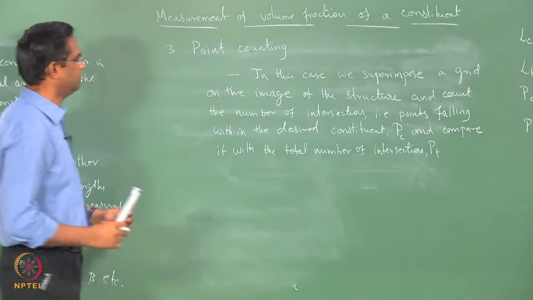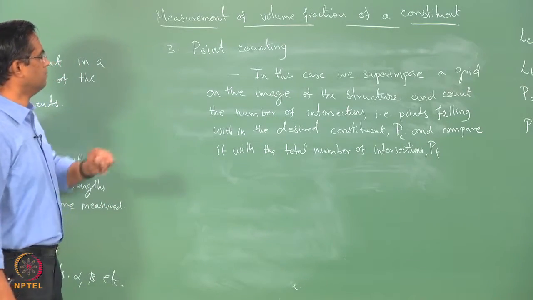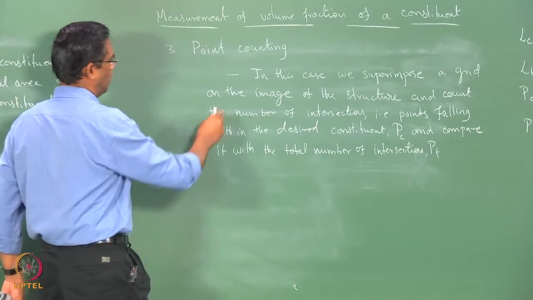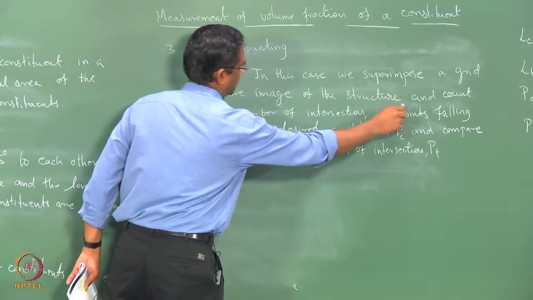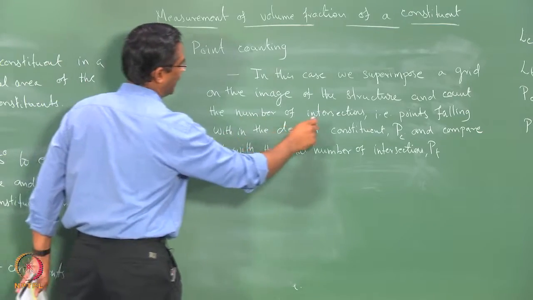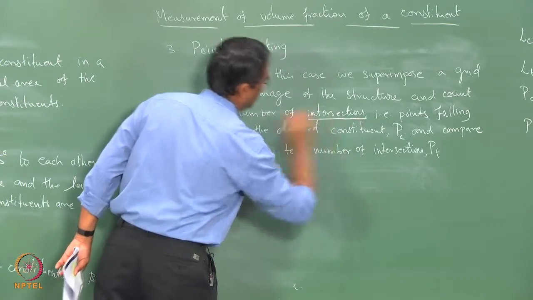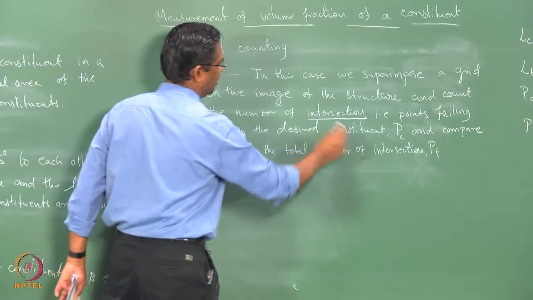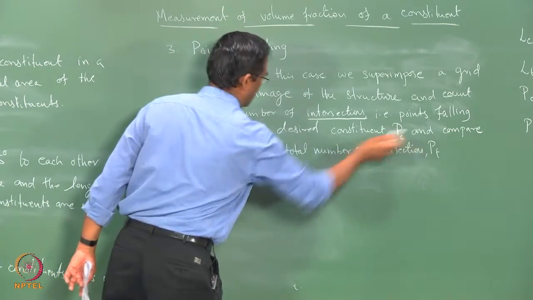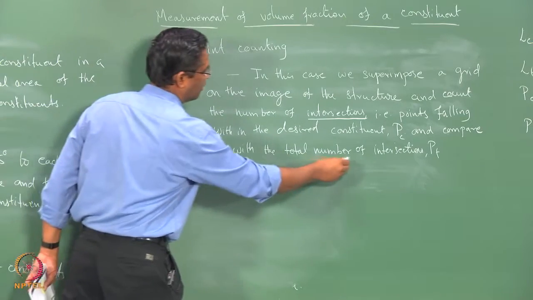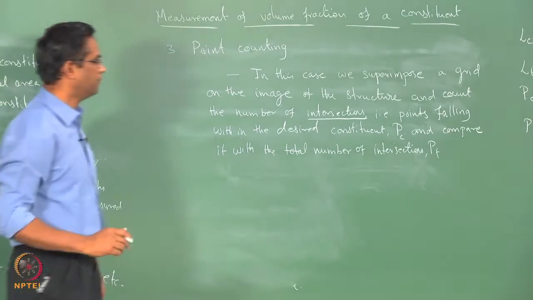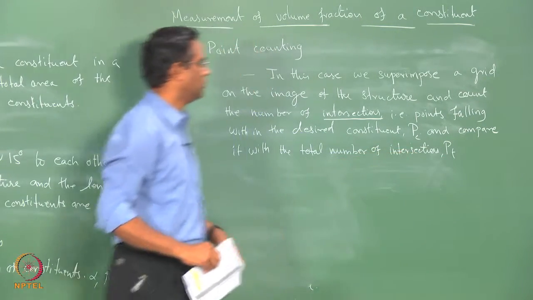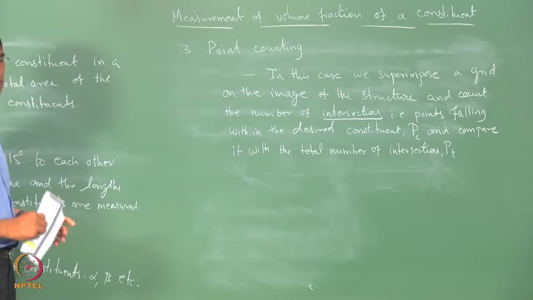Here, in point counting, we superimpose a grid on the image of the structure and count the number of intersections, that is points, falling within the desired constituent, that is P_C, and compare it with the total number of intersections P_T. These two quantities are what we require to find the fraction. So, this is how point counting is done.